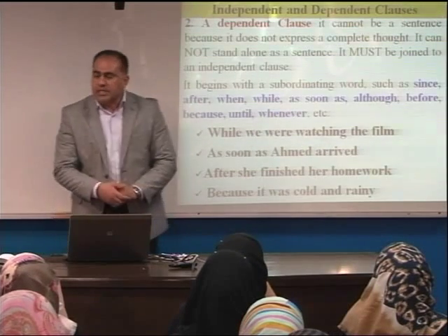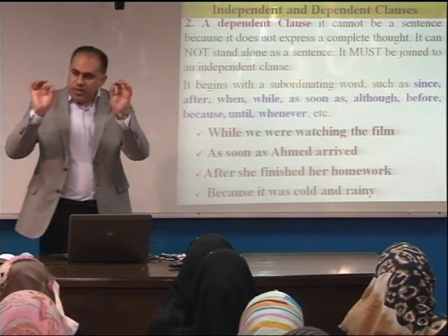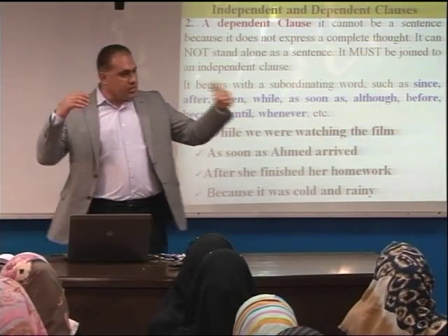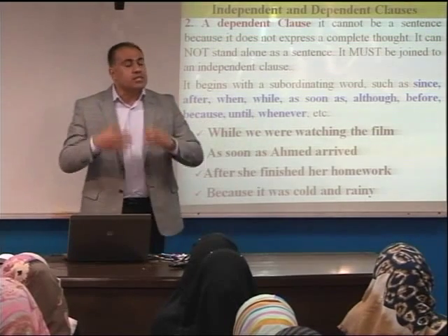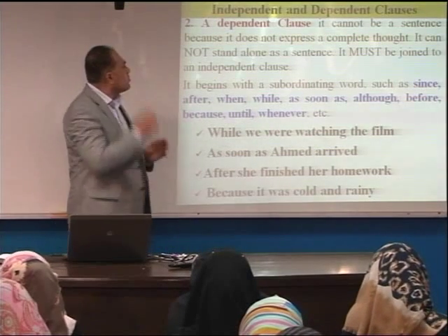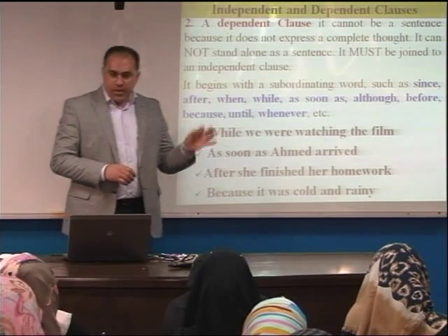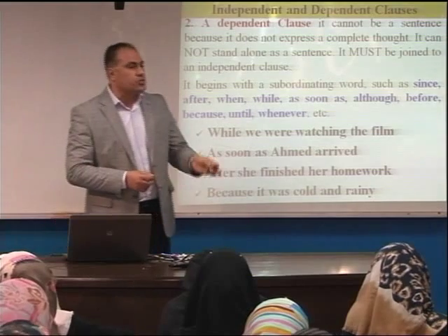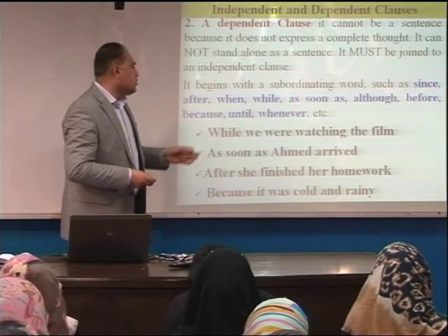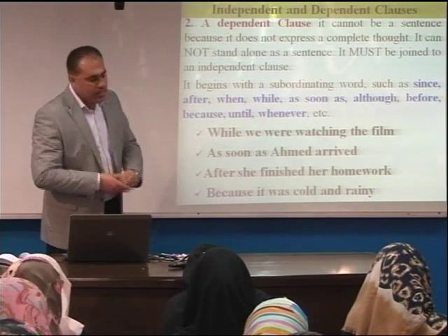The second type is a dependent clause. What do we mean by dependent clause? It's very much like its name, dependent. That is to say, yes, it has a subject and it has a verb, but the meaning is not complete. It cannot stand alone, so we cannot consider it a sentence. Generally, dependent clauses start with subordinators. For example, since, after, when, while, as soon as, although, because, until, whenever, and so on. Let's look at these examples.